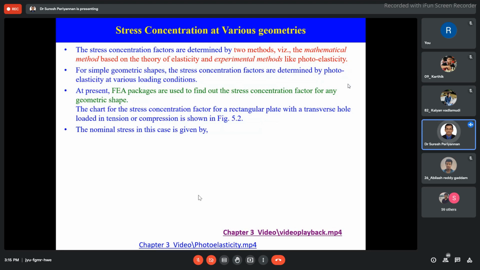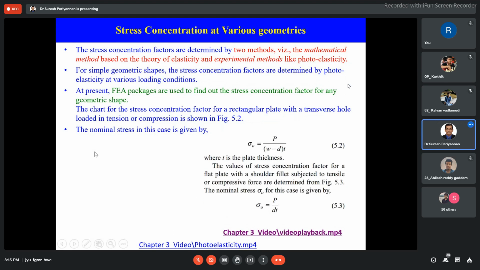The bar may be designed with fillet. The bar may be subjected to bending. The bar may be subjected to torsion. Then during that time, how to choose this stress concentration factor, that we are going to discuss today in the upcoming charts. See here the normal stress.